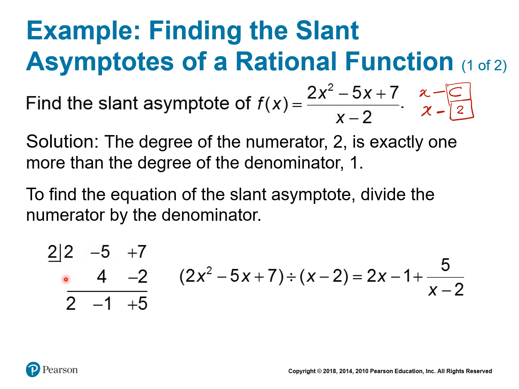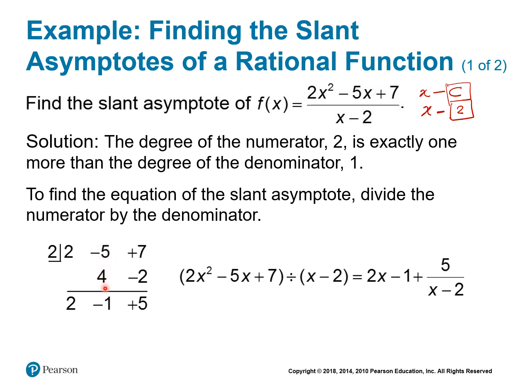So again, the process is the same. Bring down your 2 below the line and then keep multiplying. So 2 times 2, write the result below the second coefficient. So 2 times 2 is 4. We write the 4 below negative 5 and then perform an addition here.